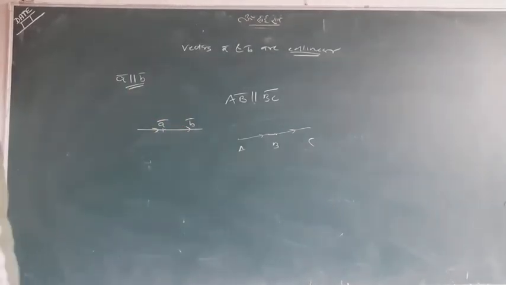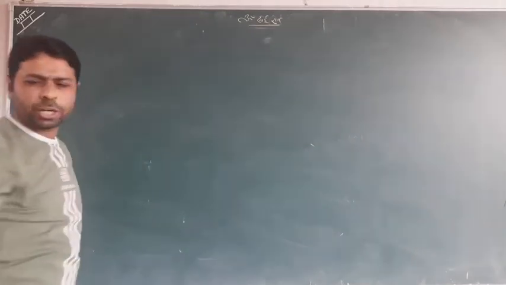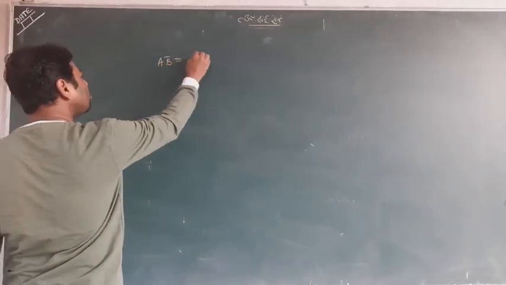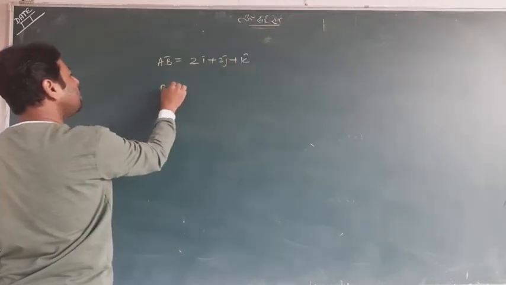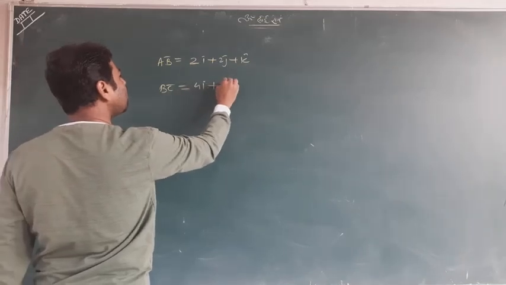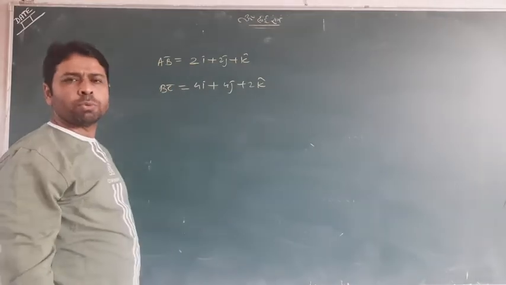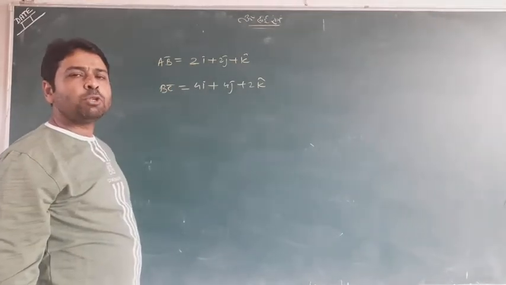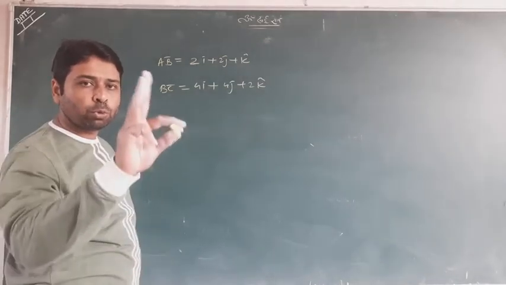In the same sense, I want to discuss something with you right here. Can you catch something I want to share with you here? Let me tell you one thing. AB is equal to 2i plus 2j plus k. BC equal to 4i plus 4j plus 2k. Now try to understand these two. I would say that these two are parallel. How is it so? We have two things to tell you.